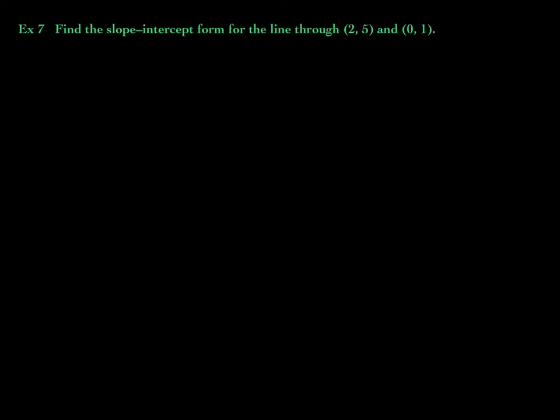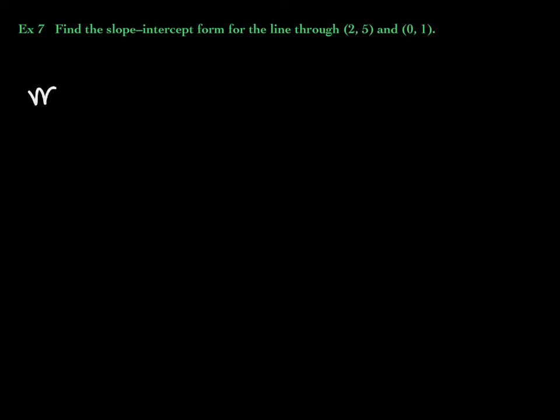Now, find the slope-intercept form for the line that's passing through 2, 5, and 0, 1. Now, we're going to want to use the point-slope form of a line, but before we use that little formula, remember what we needed? We needed the slope. And they didn't give us the slope. Well, not explicitly, they didn't. So before we do anything, let's go find the slope.